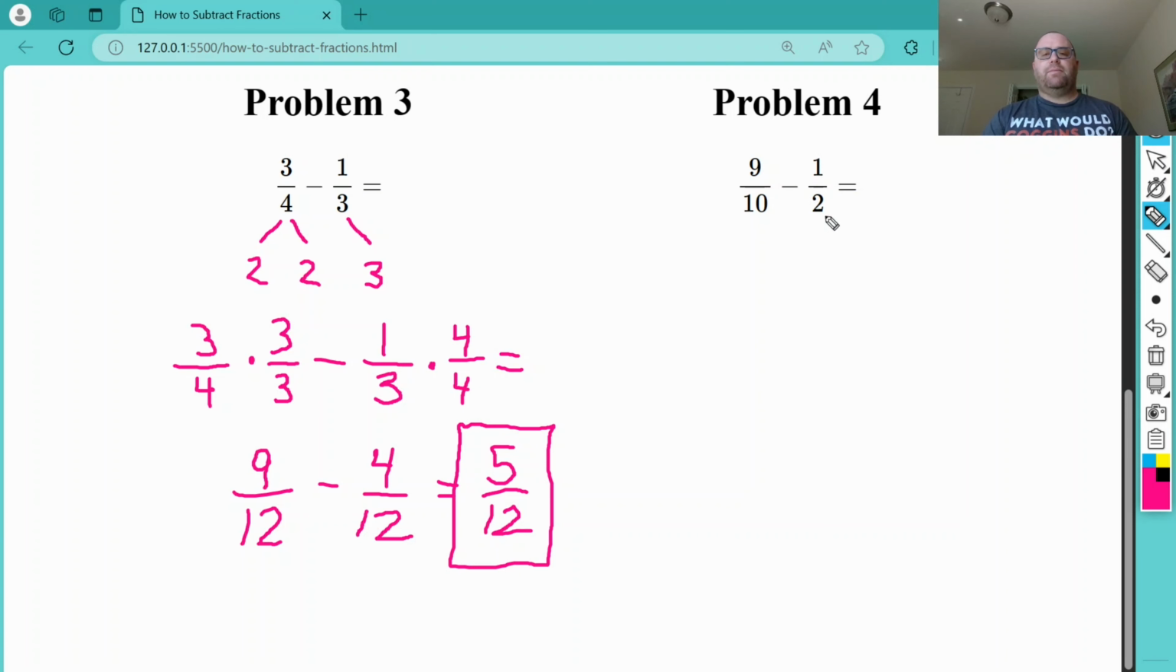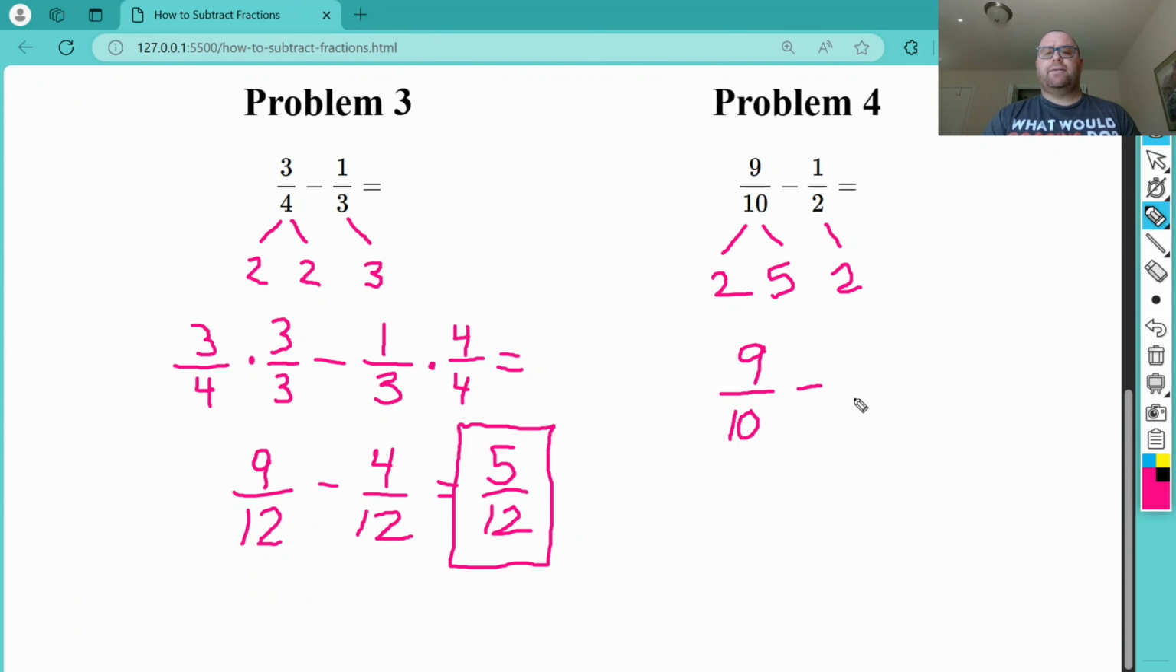Okay, again, another problem where we don't have a common denominator. So I'm going to list the prime factors of 10, which are 2 and 5. Prime factor of 2 is 2. We have 2 in both, so we're just going to take 1, 2, multiply it by the 5. We want to get both fractions to have a denominator of 10. First one, we don't have to do anything, so we're going to leave it as 9/10.